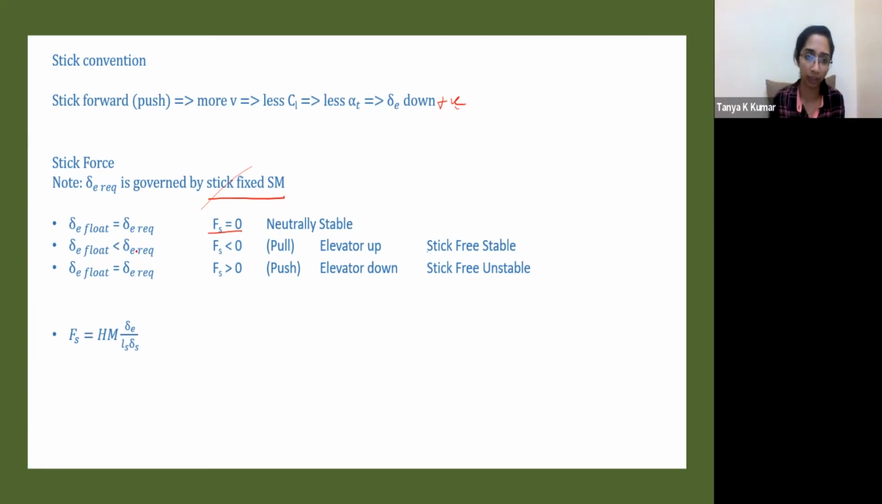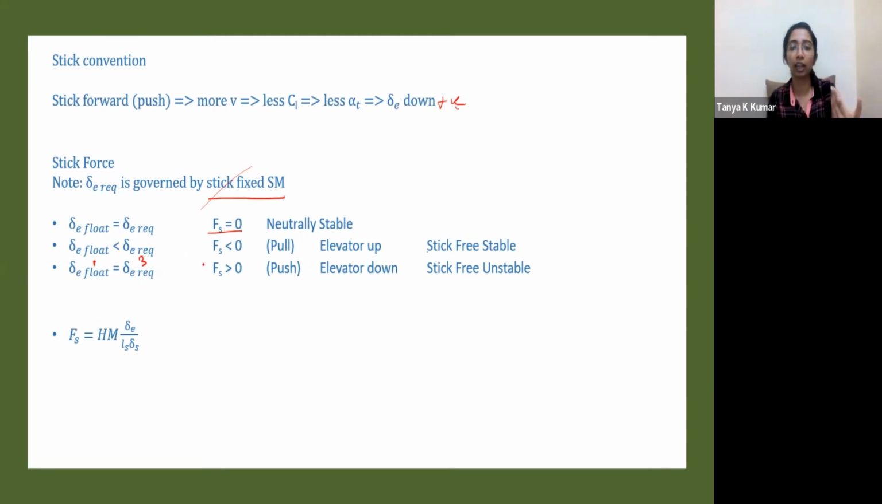If it is less than the one that you require, you need to deflect the elevator up, right? So if your delta E float is say 1 degree and the required is 3 degrees, you need to deflect it by 2 degrees more. Positive means you deflect the elevator up, right? So it is already deflected by delta E float. The pilot needs to apply only the additional force required. Okay, so he needs to apply a force that is analogous to a 2 degrees change, only for the difference.